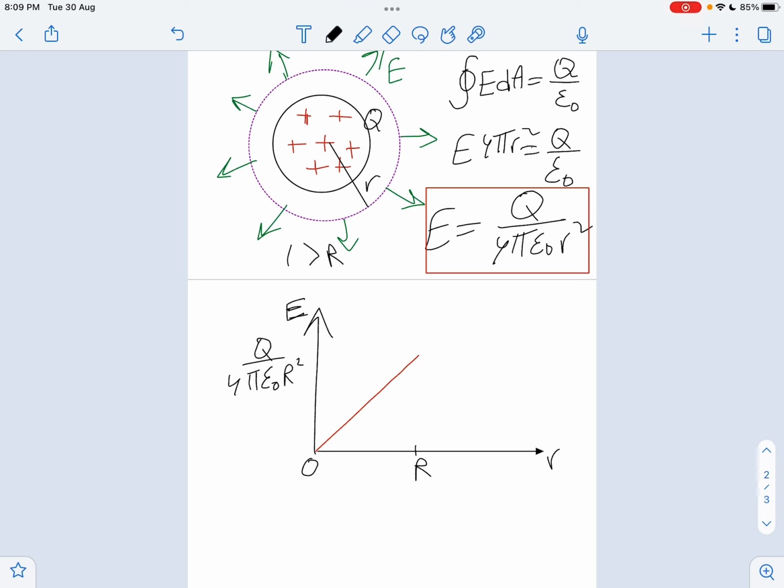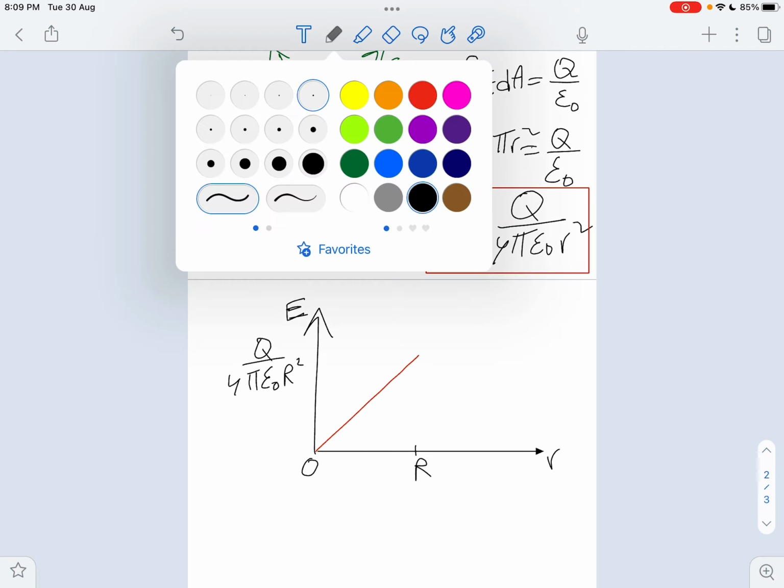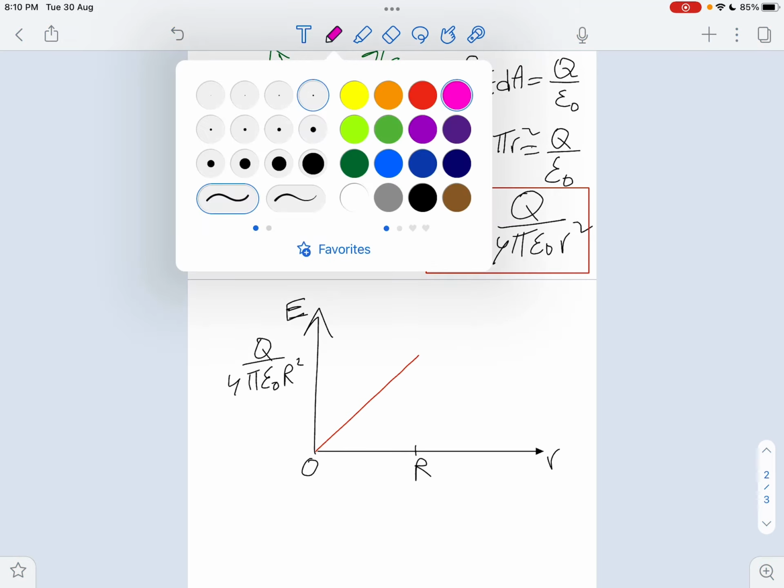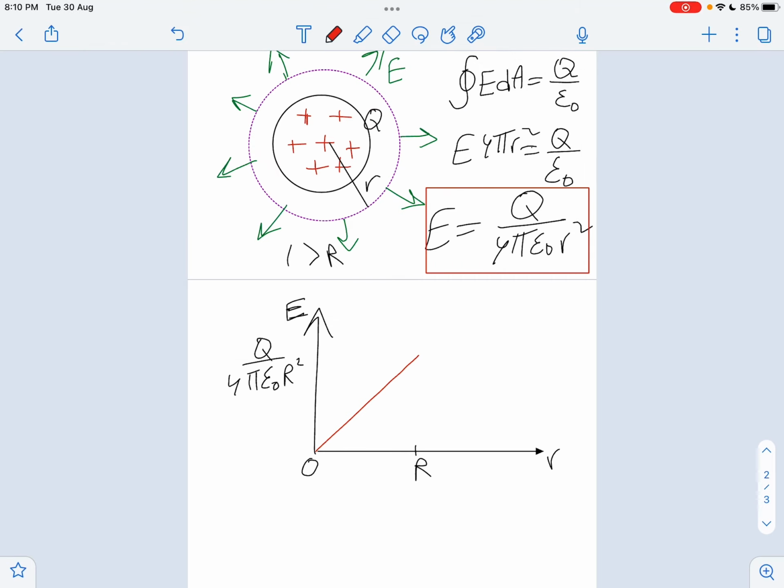And for r bigger than R, you can see the relation between the electric field and the distance is inversely proportional to the square of the distance. So it's going to be a decaying curve, a curve going down. That looks like that. So the maximum value is simply going to be at r equal R. That's the maximum value of the electric field. For r smaller than R, it's linear. For r greater than capital R, it is a curve going down.